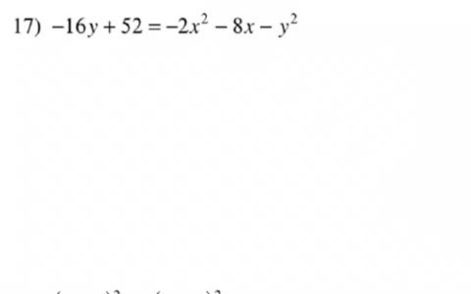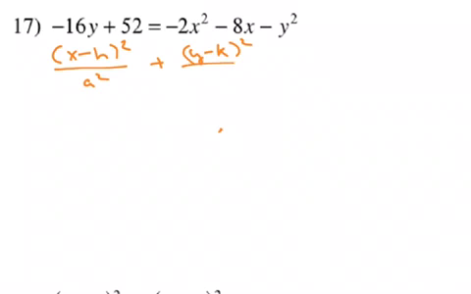Okay? To do each of these, I need to convert this into the previous format. So I need to make it look like x minus h squared over a squared plus y minus k squared over b squared equals 1. And the way I'm going to go about doing this is I'm going to complete the square. So how do we go about doing that?